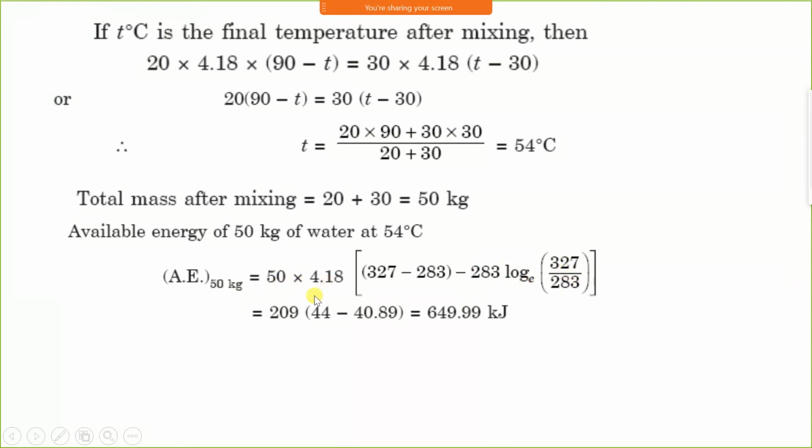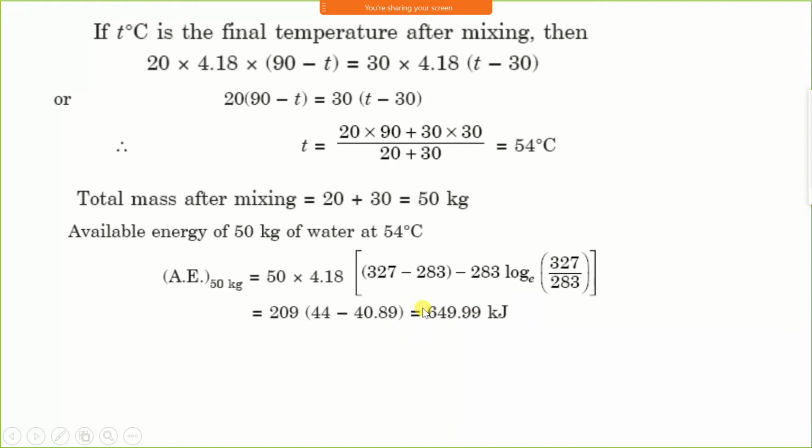50 into 4.18, that is 209. Upper limit is 54 degrees Celsius, which is 327 Kelvin. Lower limit, that is 10 degrees Celsius, 283 Kelvin, minus 283 ln of upper limit 327 upon 283, and we will get 649.99 kilojoule. This is the available energy of the mixture.